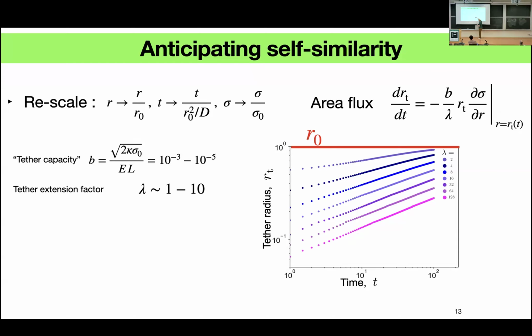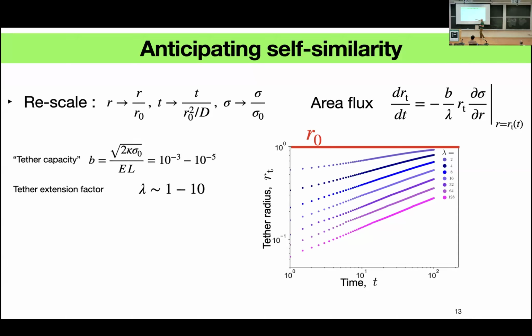So it starts out very small. And if this capacity, which we can estimate from numerical numbers, if this parameter B is small, that means that the tether radius is going to change quite slowly. The lipids are flowing in quite slowly, and the radius is going to swell really slowly with time.